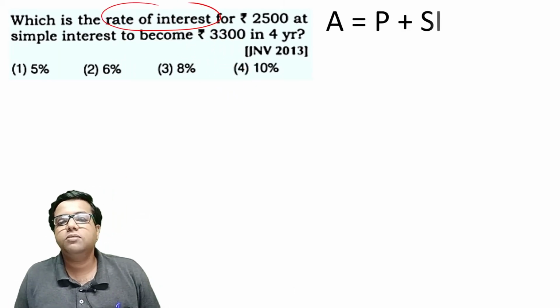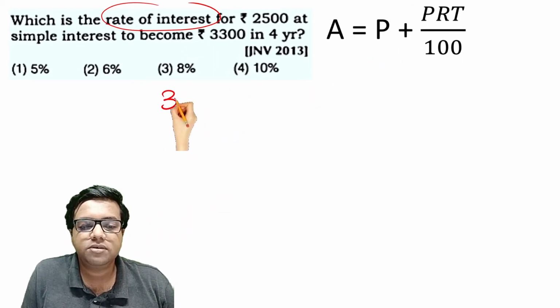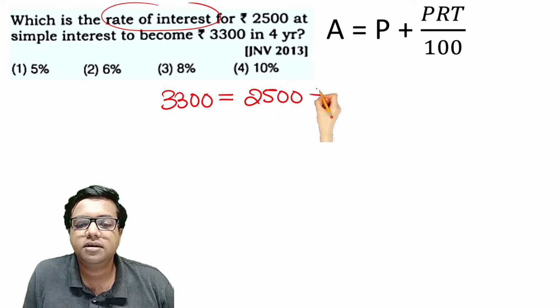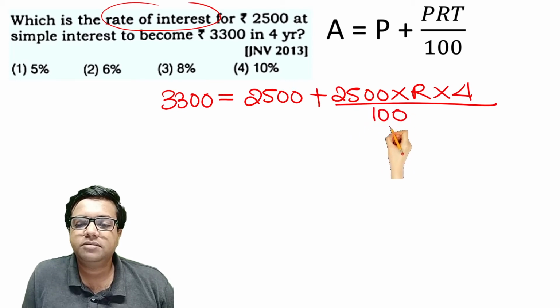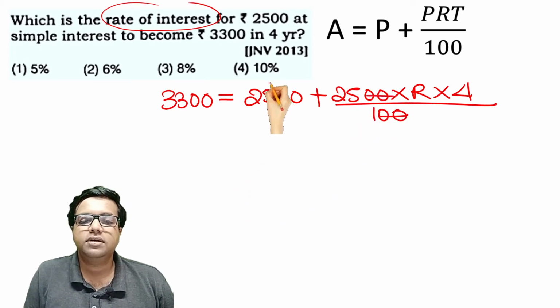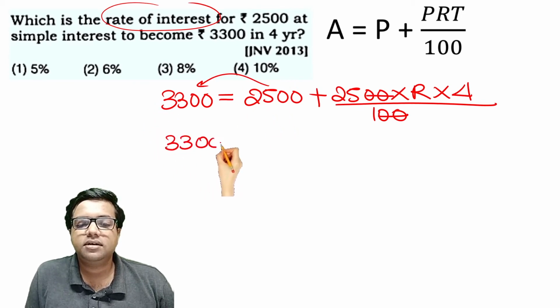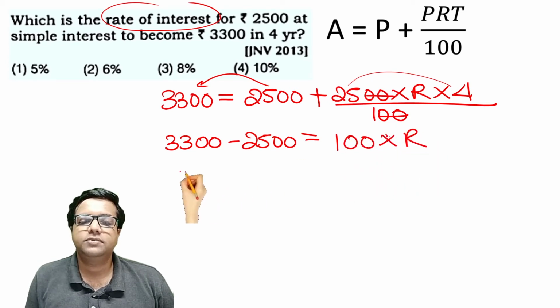Again, same formula, we know that. Just fill up the values. Amount is equal to 3300, which is equal to principal 2500 plus principal 2500 into rate of interest, which we don't know, and 4 years is the time duration, divided by 100. 2 zeros go away. 2500 will cross over with a negative sign. 3300 minus 2500 is equal to 25 into 4 is 100 into r, right? 100 into r.